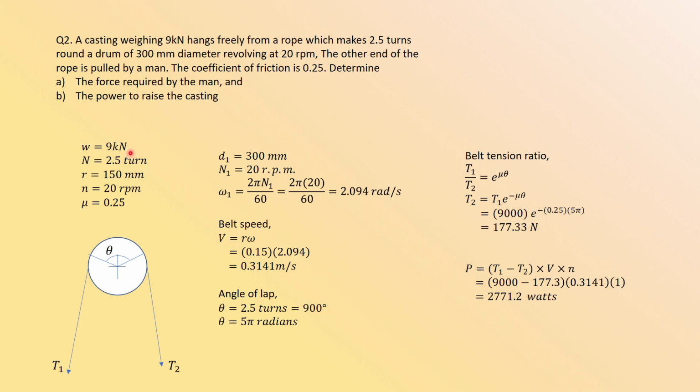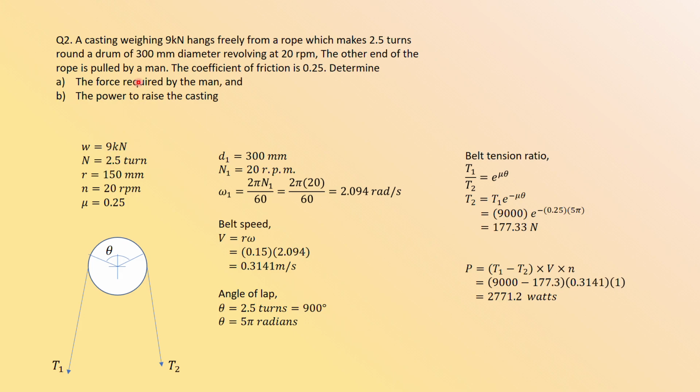So given that this is 9 kilonewton, this should be the T1, not W here, okay? This should be the T1, so that is the tight side tension. This is the number of turns, so you can convert this to theta. So it is 5 pi, so it's 5 pi radians actually.